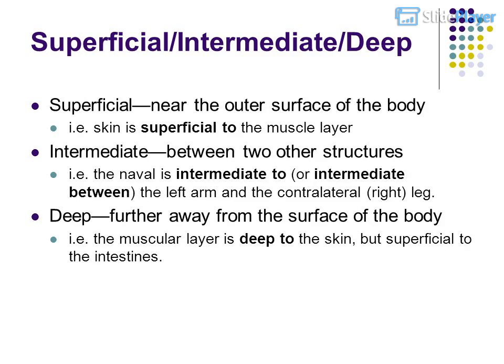Superficial/intermediate/deep. Superficial, near the outer surface of the body, i.e. skin is superficial to the muscle layer. Intermediate, between two other structures, i.e. the navel is intermediate to, or intermediate between, the left arm and the contralateral, right, leg. Deep, further away from the surface of the body, i.e. the muscular layer is deep to the skin, but superficial to the intestines.